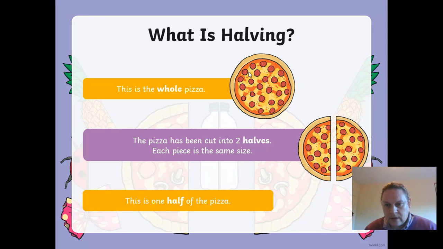So let's have a look. This is one half of the pizza. So we can see there, if we had two of them, we'd have a whole. We've at the moment got one half.